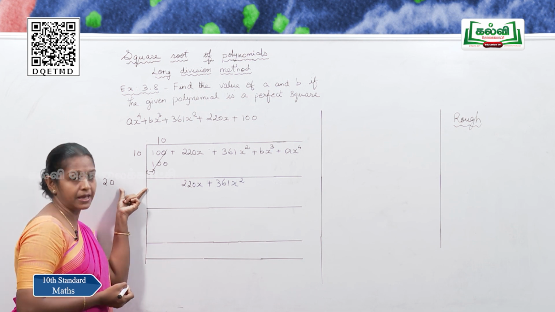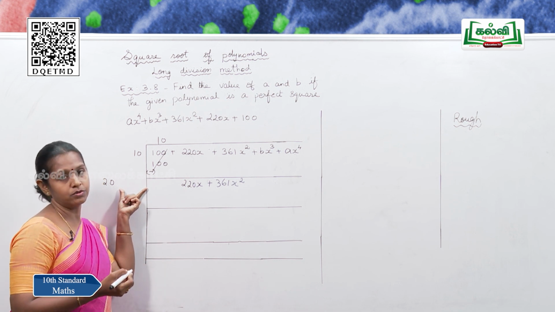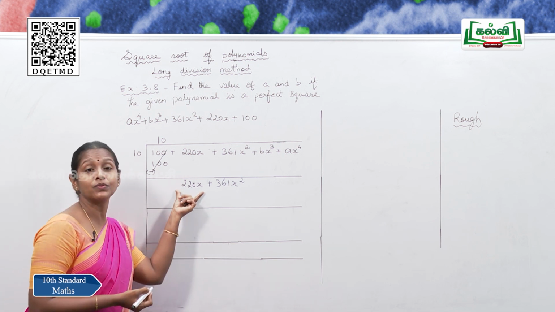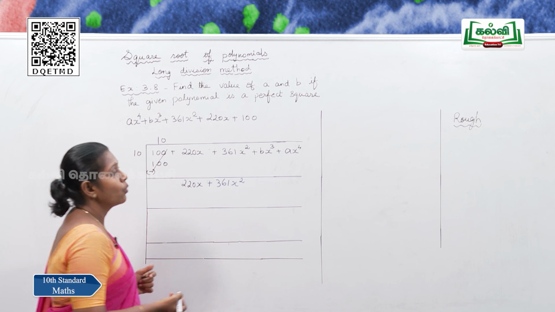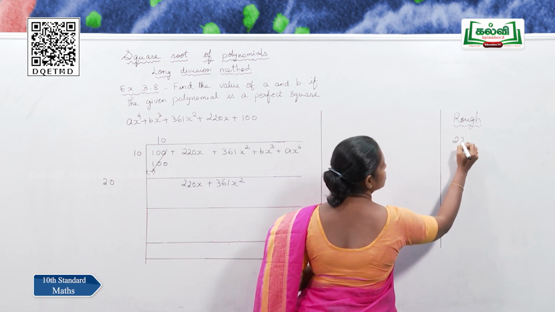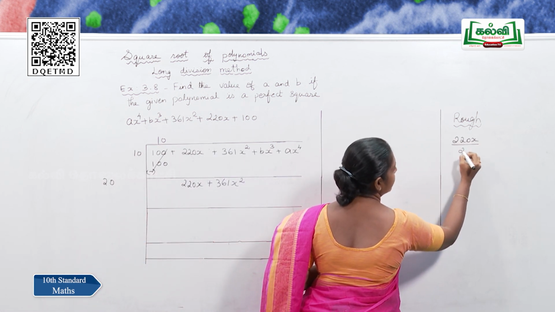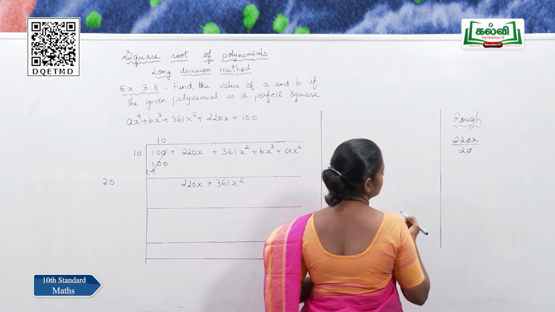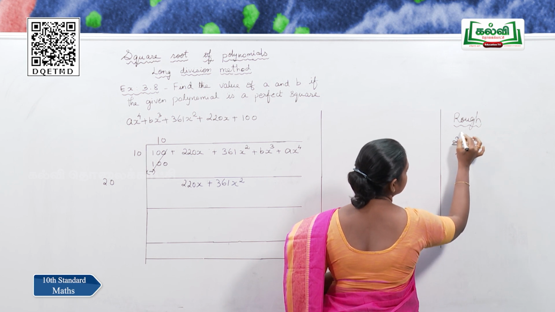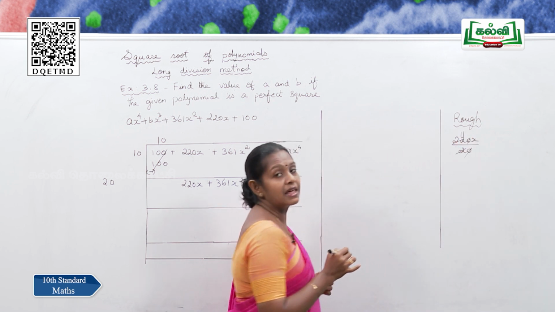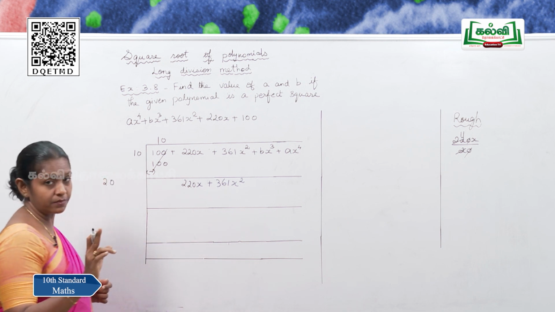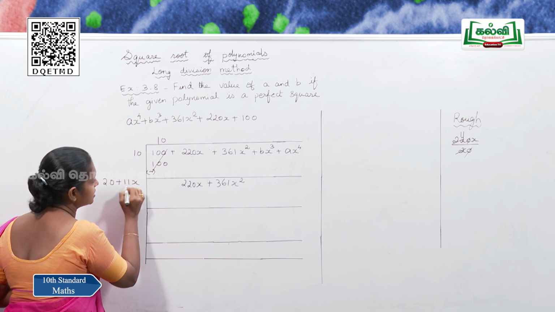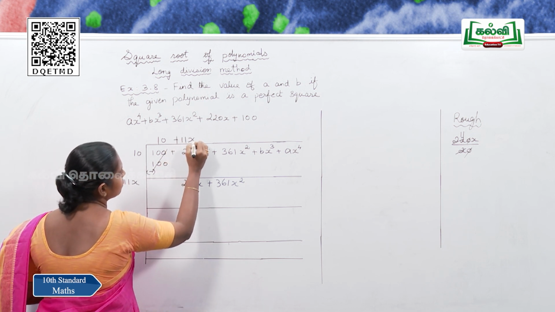Then I have to leave a gap, to introduce a new term. How are you going to find that new term? You are going to divide this 220x by 20. What will you get? 220x divided by 20, the zeros will be cancelled. Then it will be 11. So you are getting 11x. There is no change in the variable, x is x only. So I am just introducing 11x in this place as well as in the quotient place also.